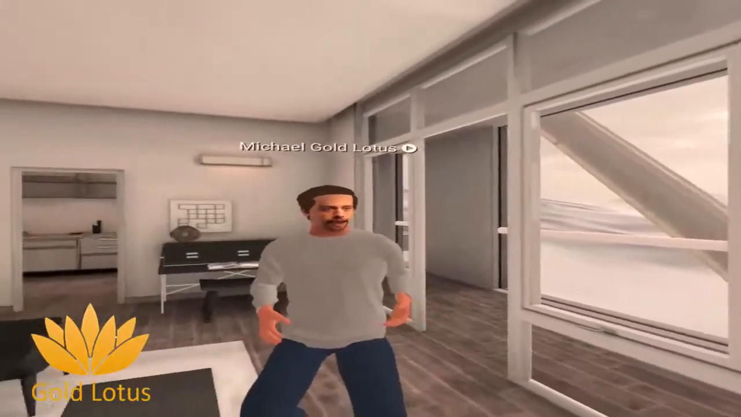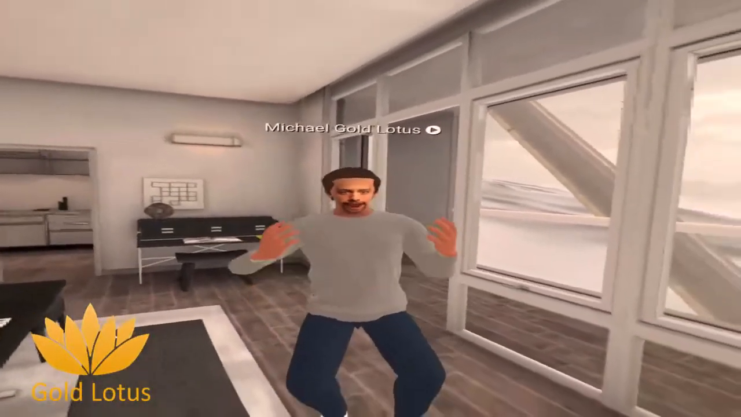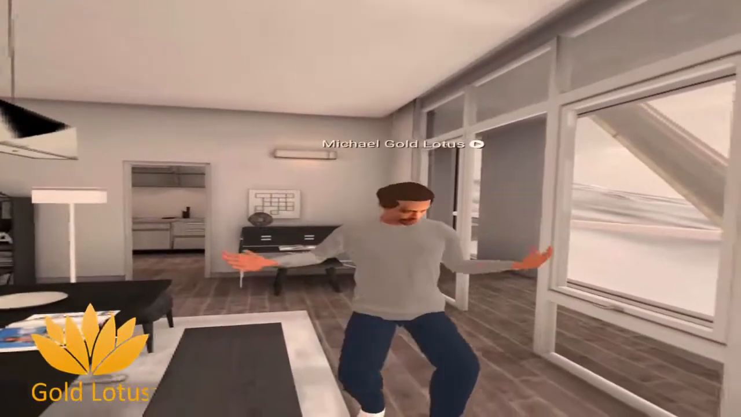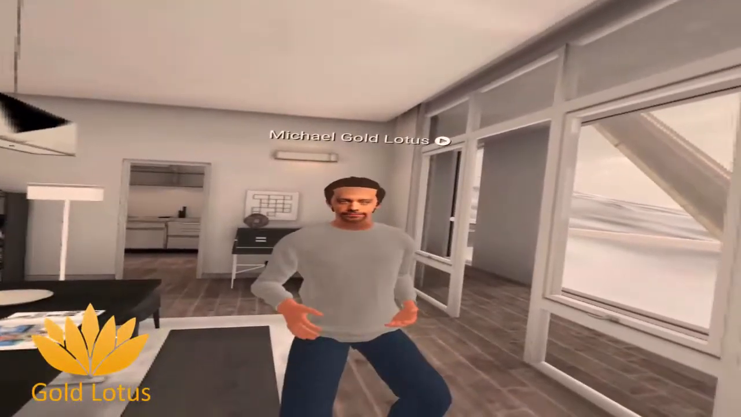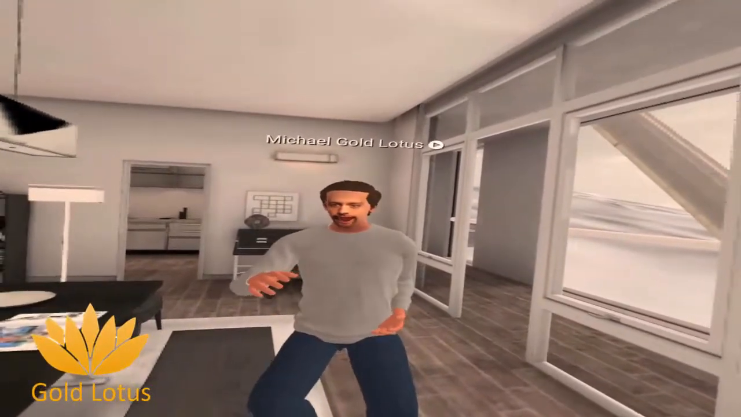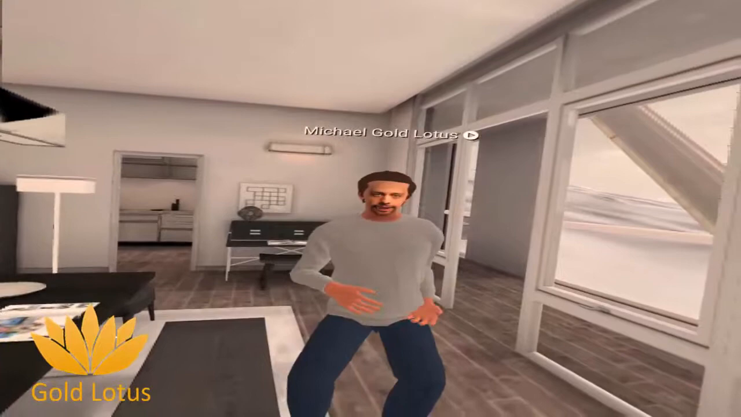Now, in real life, unfortunately, I can't afford a property like this, but thanks to the power of virtual reality, it doesn't cost me a penny. But that's enough about my personal financial situation.